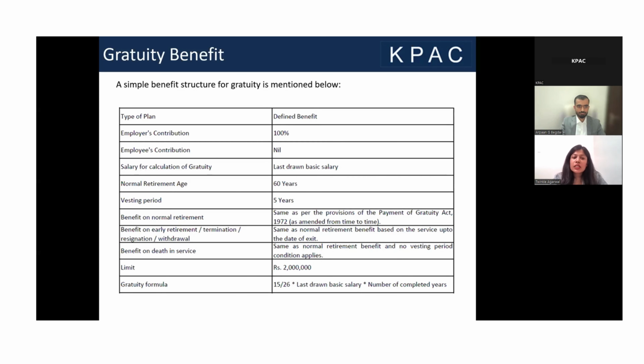We have also considered a limit of 20 lakh rupees, although the companies can consider a limit which can be higher than this, depending upon the company's individual gratuity policies. So as per the Act, the gratuity formula is 15 by 26 into the last drawn basic salary into completed years. This states that the employee will receive 15 days of last drawn salary for each completed year of service.